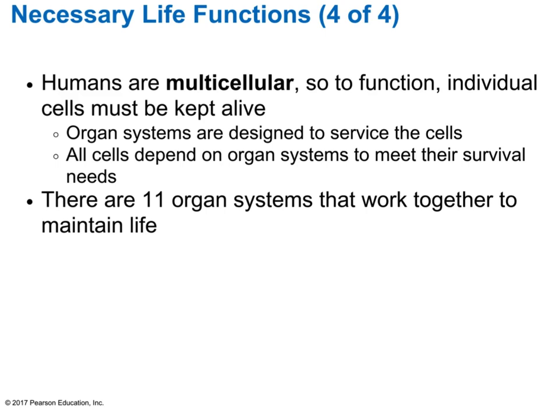And these organ systems made up of organs and cells, and if we want to get even smaller, things like organelles and molecules and atoms, they're designed to service the human body. So all cells depend on organ systems to meet their survival needs. And there's 11 organ systems that work together to maintain life. So let's take a quick look at some of those organ systems.